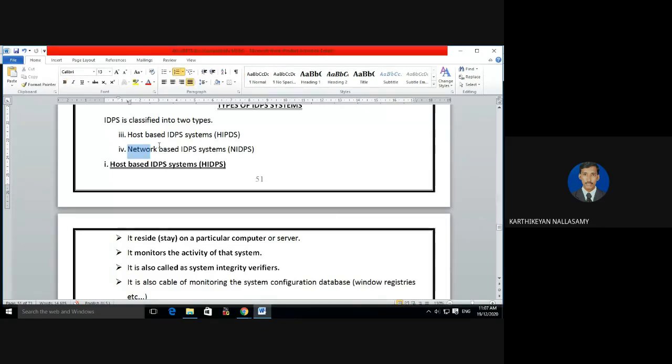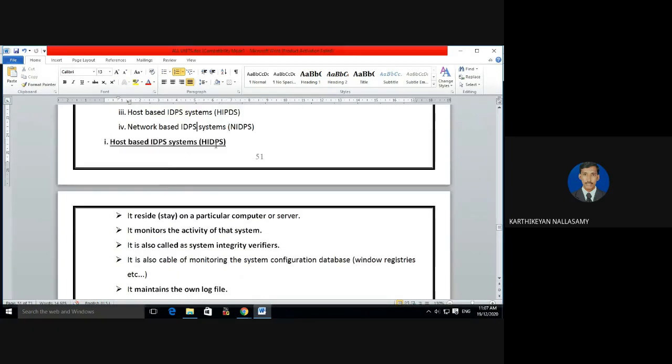But this is a network-based IDPS system. A simple example is fixing a camera in front of our college campus, so that the camera will control that IDPS. That is intrusion detection, at the entrance itself. So it is applicable for all types of security, not only for my cabin. It's security for all areas. That is called a network-based IDPS system.